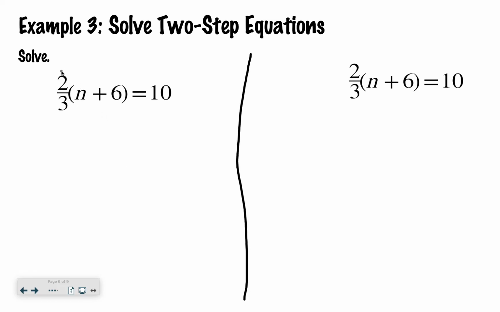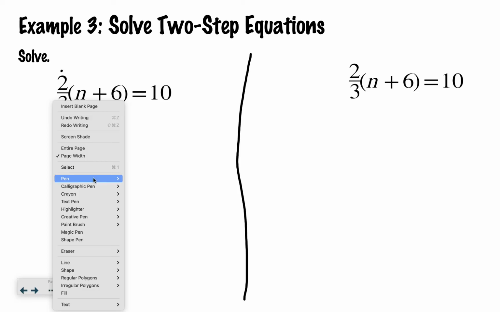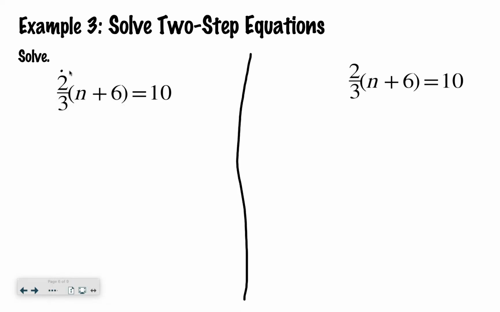Okay, so if I distribute, then this would become 2/3 n plus 4. 2/3 times 6 is 4, equals 10. Okay, so distributed, there aren't any like terms to combine. The variable is already on one side.